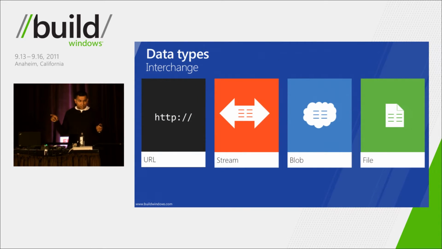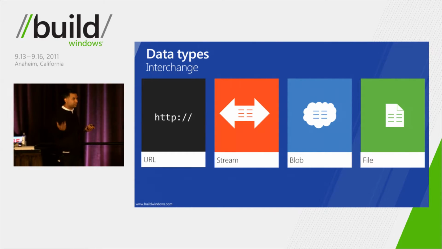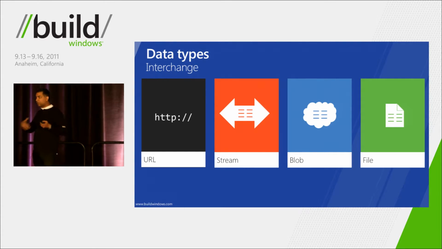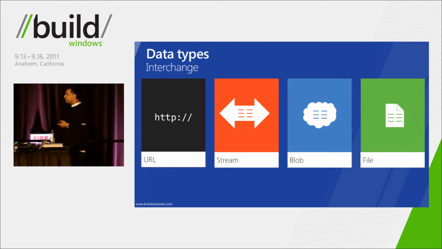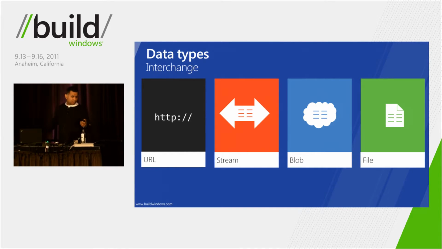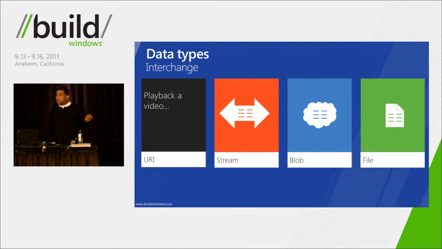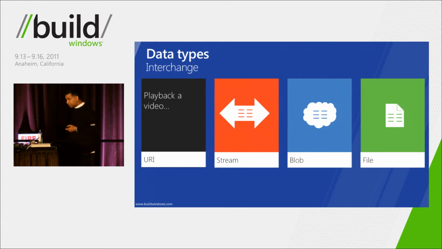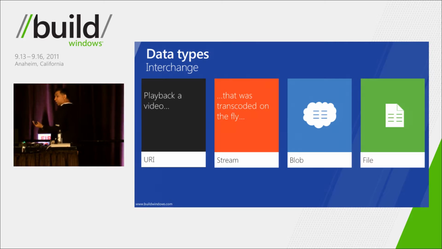So think about a scenario, right? As I said, a file could be a URL, a file could be a stream, a file could be a blob, a file could be a file item. Those are all representations of a file. But think of a scenario. What if you wanted to play back a video while transcoding the video on the fly?